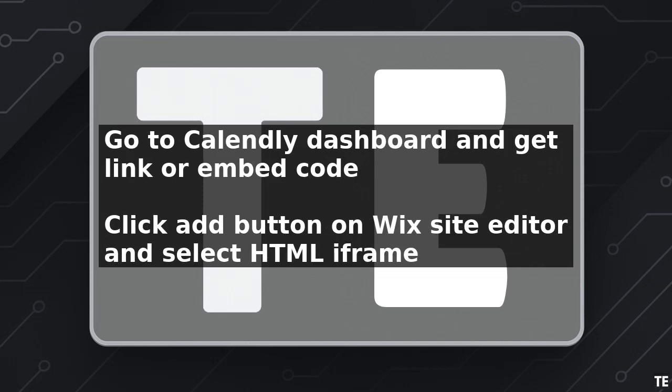Next, go back to your Wix site editor and click on the Add button on the top bar. Then select More and click on HTML iframe. This will allow you to embed the Calendly link into your Wix site. Enter the Calendly link or embed code into the HTML iframe, and adjust the size and position of the iframe to fit your site.